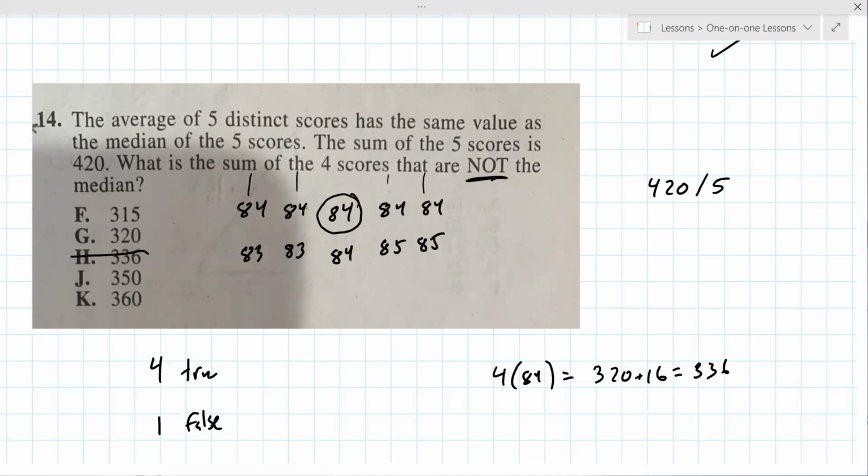So what is the sum of the 4 scores that are not the median? The point of this question is, if you change the numbers down here, I want you to add up 83, 83, 85, and 85, and you're still going to get 336. So you do 420 minus the middle value. It's not actually that terrible.